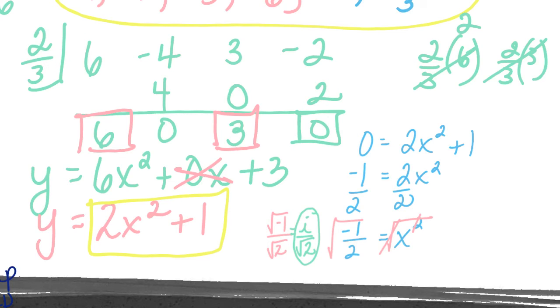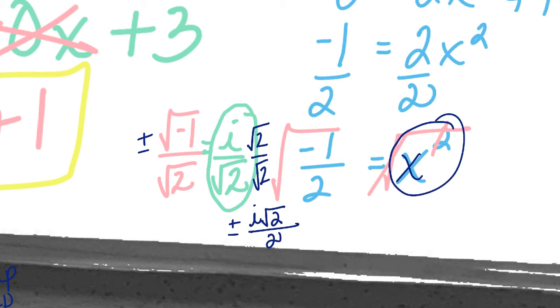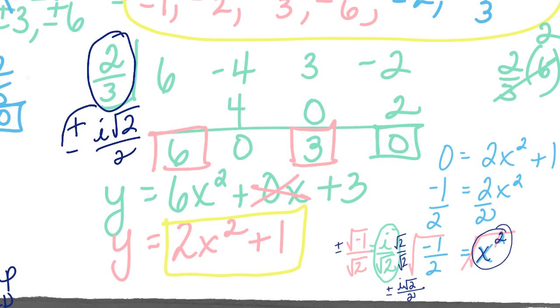I know I could do that by multiplying by root 2 over root 2. If I multiply anything through by 1, it does not change. And I have root 2 i, well, root 2 times root 2 is root 4, which is 2. And don't forget, we always have to answer with a plus and a minus because this was an x squared, and x squared means a plus and a minus. So my 3 answers were 2/3, and then we just found plus or minus i root 2 over 2.